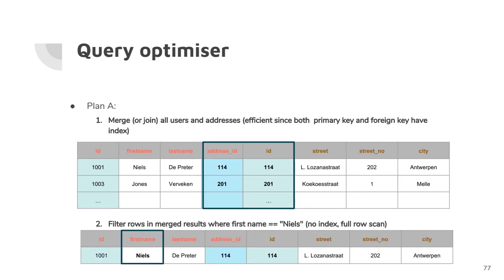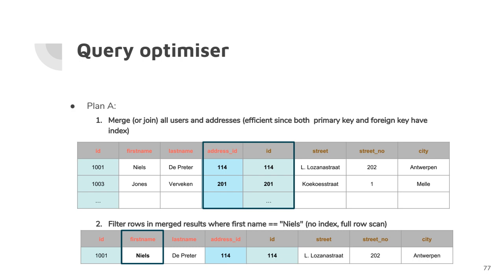Actually, you could be right, by the way. Allez could also be the correct answer. So here, it's just the opposite of the one I have in my slides. So it depends on the context. Plan A would be to join all the users and the addresses, and that's efficient because the primary and the foreign key have an index. So you can do that efficiently. And then you can filter rows in the merged results where first name is Niels. If you don't have an index on Niels, that means we have to do a full row scan on the join table. So that's plan A.